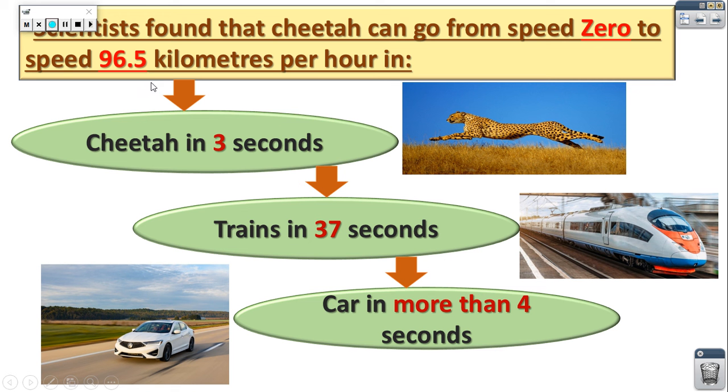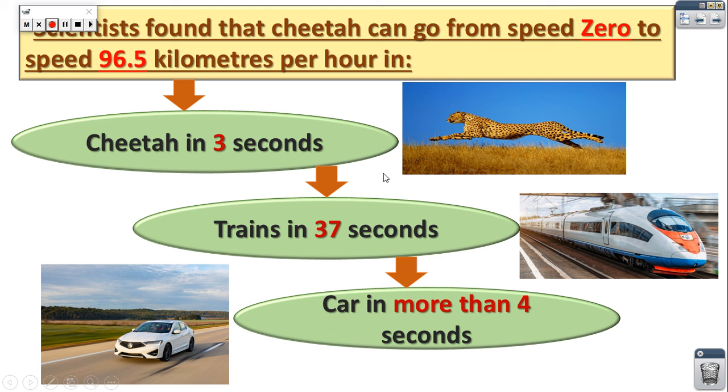So what is the distance that all of them finished? It's 96.5 kilometers. So all of them finished 96.5 kilometers in how much time? The cheetah can finish this distance in 3 seconds, and the train in 37 seconds, and the car in more than 4 seconds. So, which one is faster?